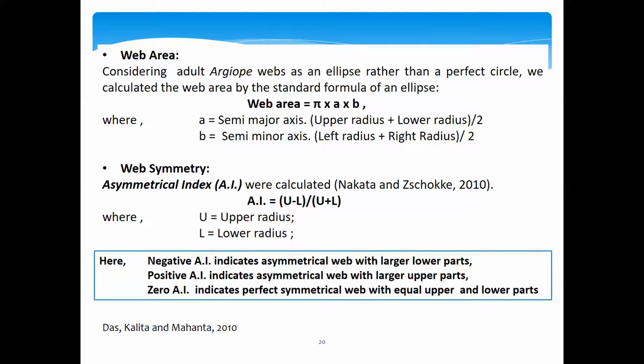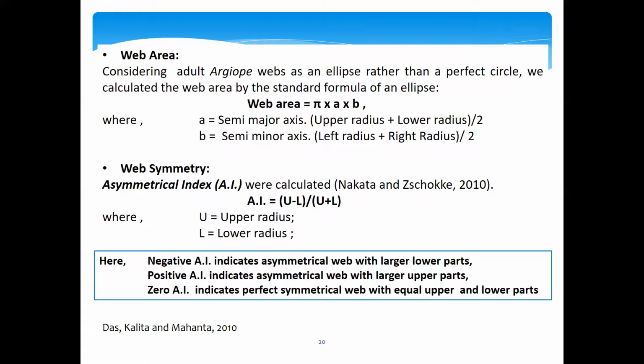So how to calculate the semi-major axis? It is the upper radius plus the lower radius divided by 2. This will give you the value of the semi-major axis. Similarly, the semi-minor axis can be calculated as the left radius plus the right radius divided by 2. Then the web asymmetry can be calculated with the help of the asymmetry index given by Nakata and Zschokke in 2010. The formula is the upper radius minus the lower radius divided by the upper radius plus the lower radius. So this is a very simple formula and it has certain inferences.